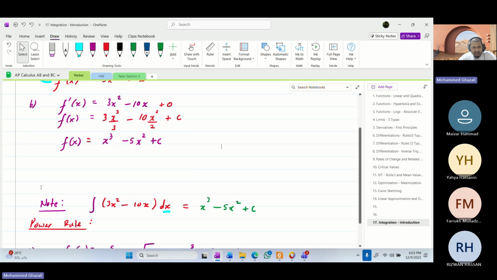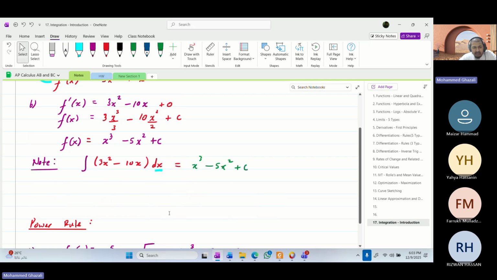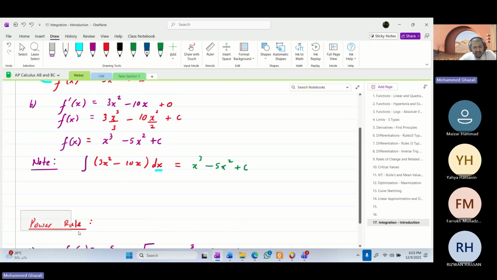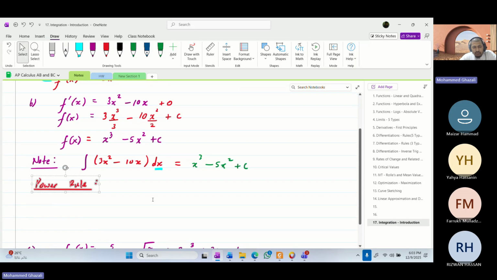Because the first example was just covering differentiation. So there, that's your answer. That's another way of writing it out. Okay. Now, we need to have some kind of a rule to reverse the derivative or find the antiderivative.